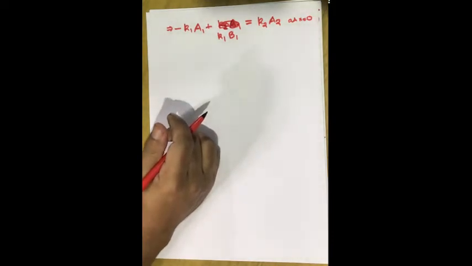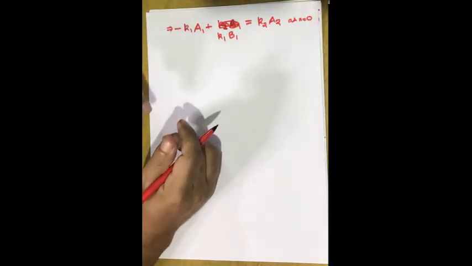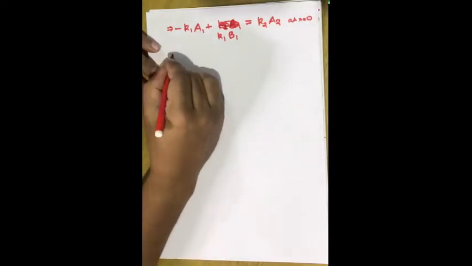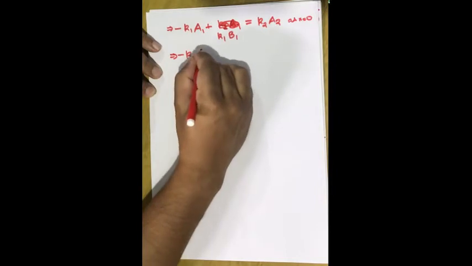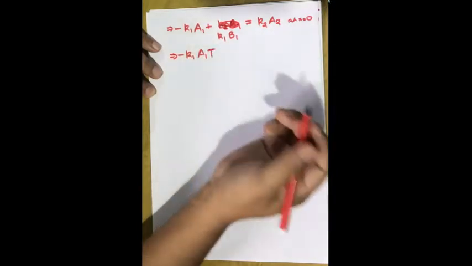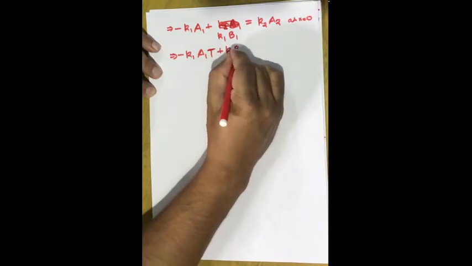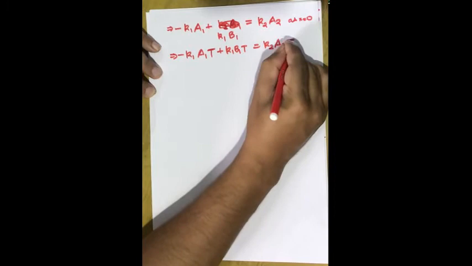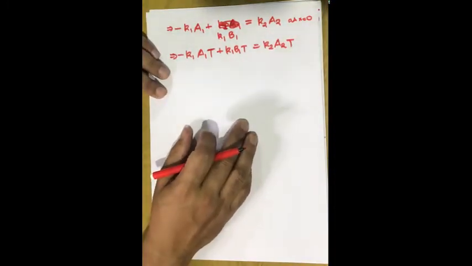Okay, so now what we are going to do, we are going to rearrange this expression a little bit. For example, what we can do, we can multiply it by T at both sides. So T is nothing but the tension. So k1 b1 into T is equal to k2 a2 into T. Okay, just a little bit of rearrangement, nothing else.